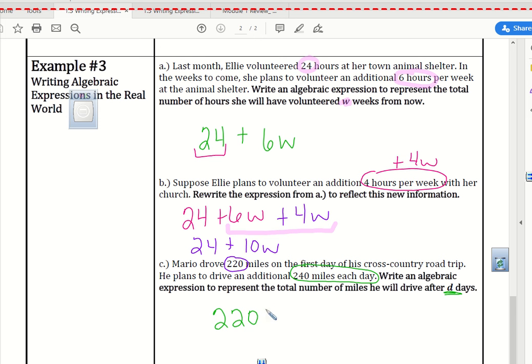220 plus an additional 240 miles per day. So times D.